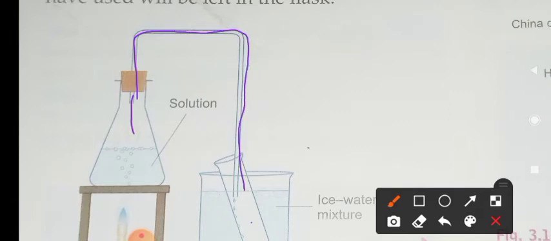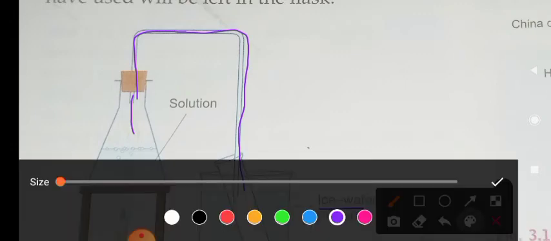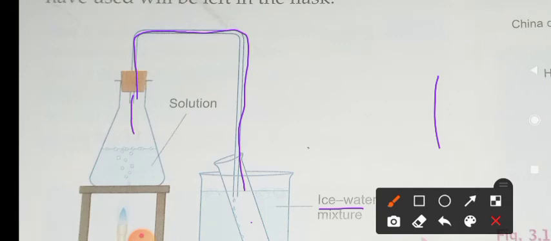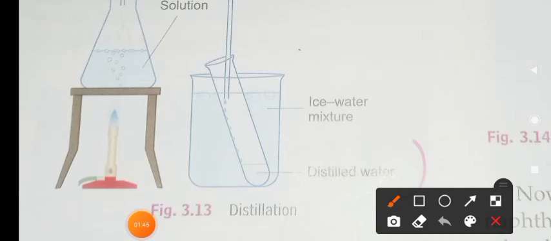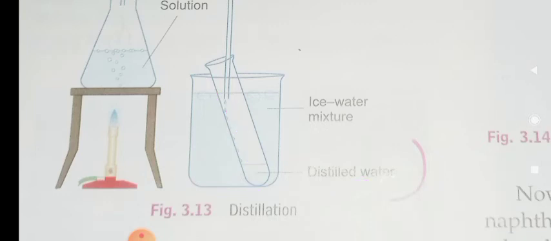In the test tube, the condensation process happens, and the hot vapors are condensed. Why? Because of this ice water mixture, they will be condensed, and droplets of water will be formed in the test tube, and that is called distilled water. That is pure water. You can read the improved version of this distillation in your higher classes.